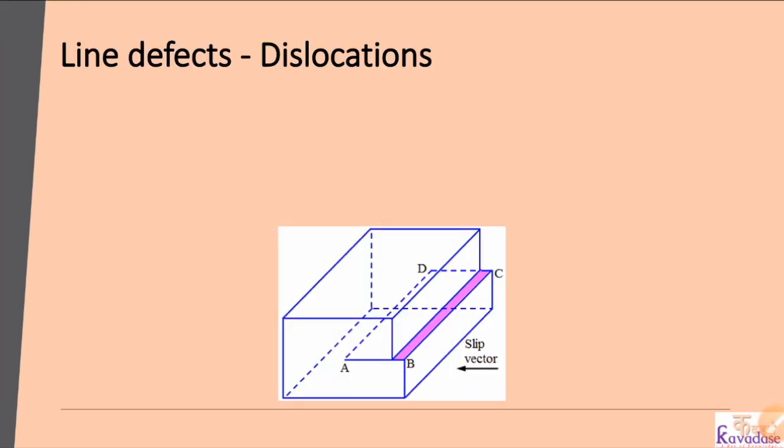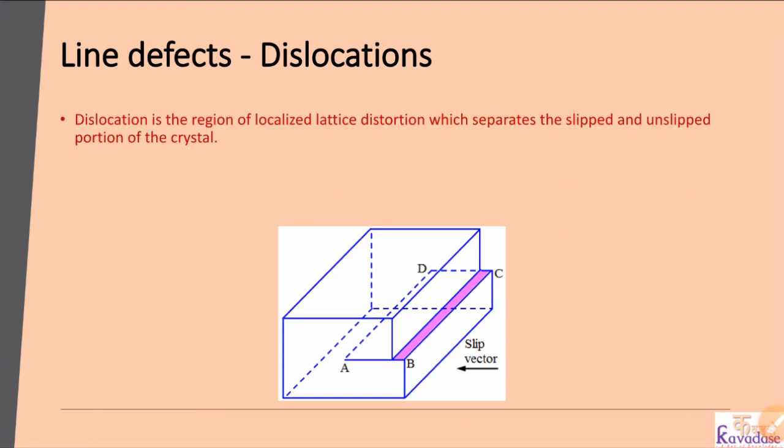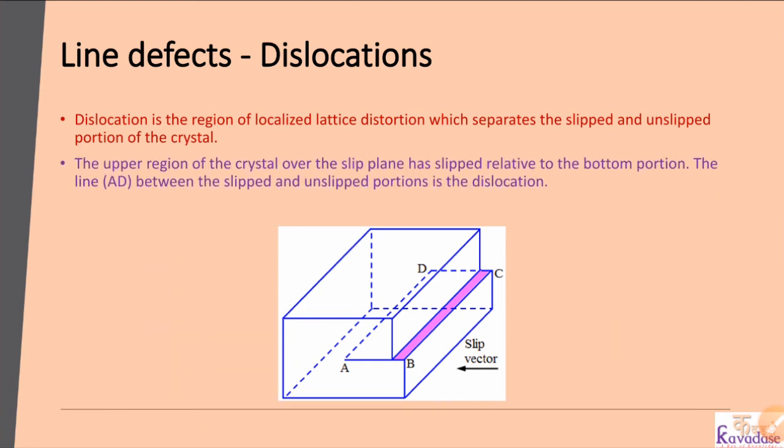Then line defects. There are 2 types of line defect. First one is dislocation. Dislocation is the region of localized lattice distortion which separates the slipped and unslipped portions of the crystal. The upper region of the crystal over the slip plane has slipped relative to the bottom portion. The line AD is between the slipped and unslipped portion in the dislocation.